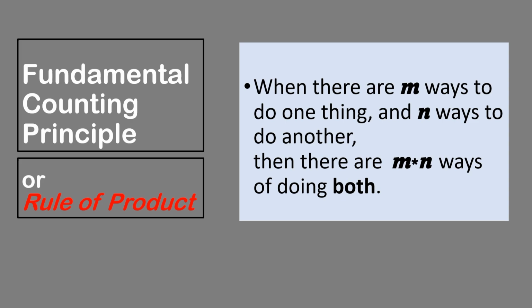In other words, if you have multiple choices and each choice is independent of the others, you can find the total number of combinations by multiplying the number of choices for each event. Let's explore different scenarios connected to this concept.